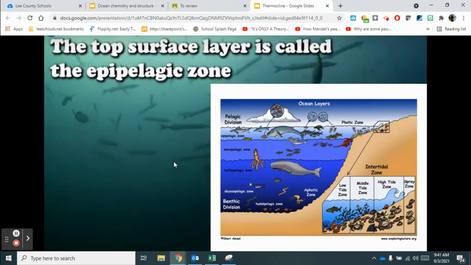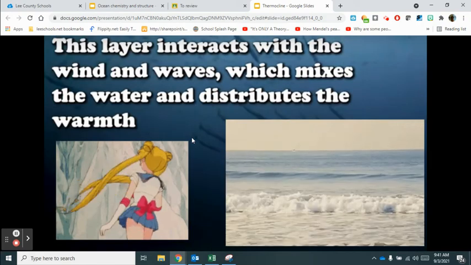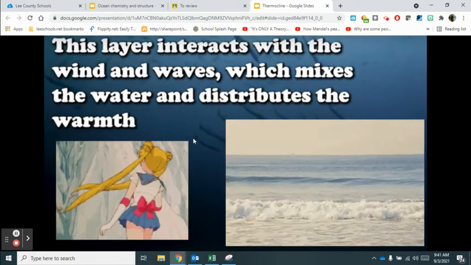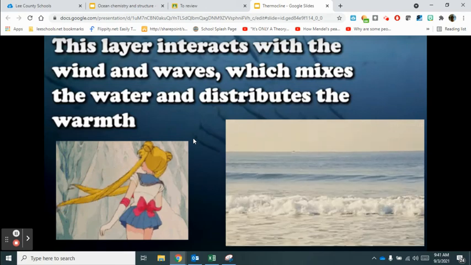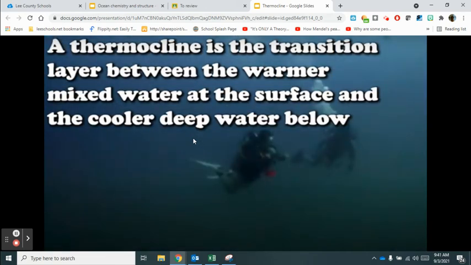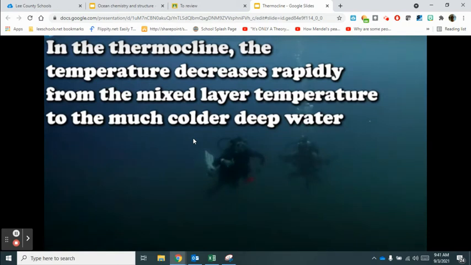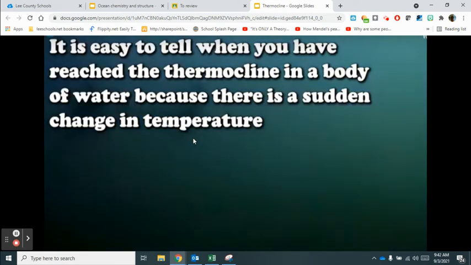The top surface layer is called the epipelagic zone, right up here. This layer interacts with the wind and waves, which mixes the water and distributes the warmth. A thermocline is the transition layer between the warmer mixed water at the surface and the cooler deep water below. In the thermocline, the temperature decreases rapidly from the mixed layer temperature to the much colder deep water. It is easy to tell when you have reached the thermocline in a body of water because there is a sudden change in temperature.